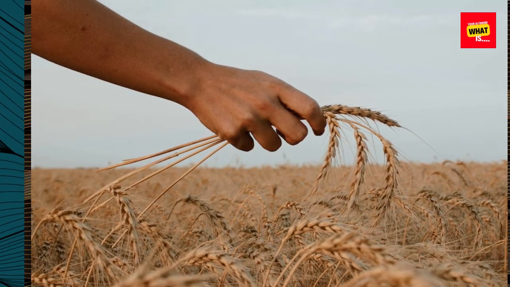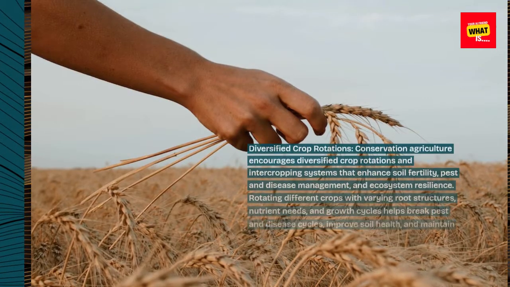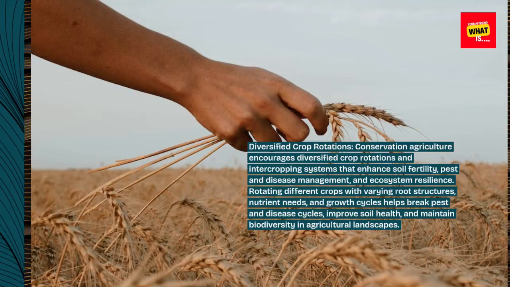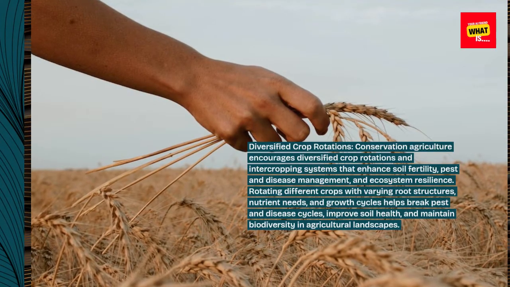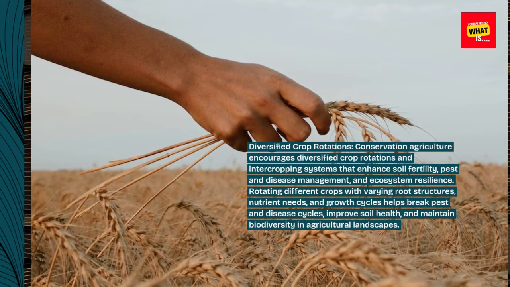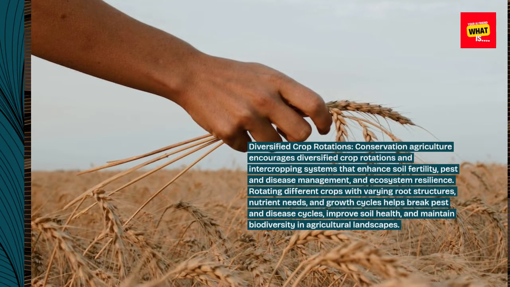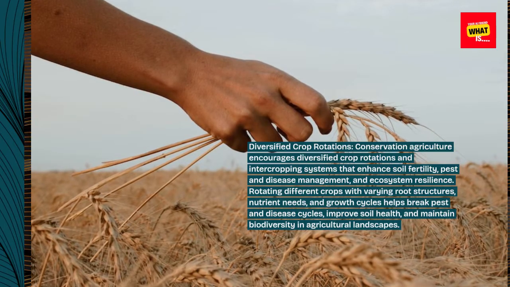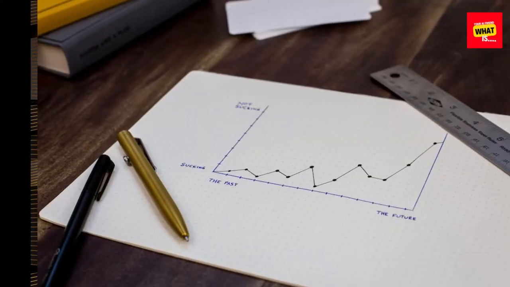Diversified crop rotations. Conservation agriculture encourages diversified crop rotations and intercropping systems that enhance soil fertility, pest and disease management, and ecosystem resilience. Rotating different crops with varying root structures, nutrient needs, and growth cycles helps break pest and disease cycles, improve soil health, and maintain biodiversity in agricultural landscapes.